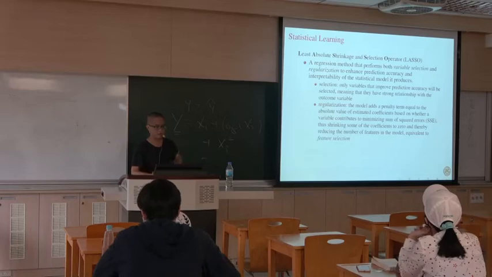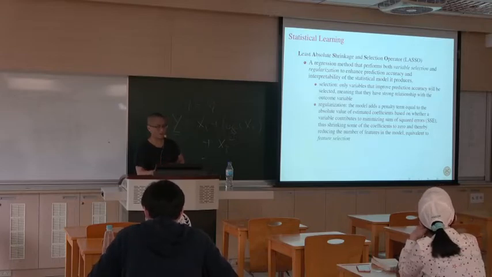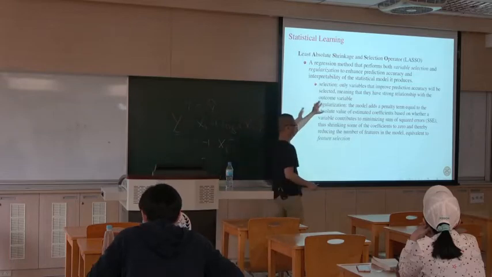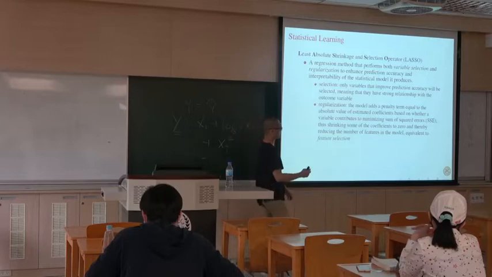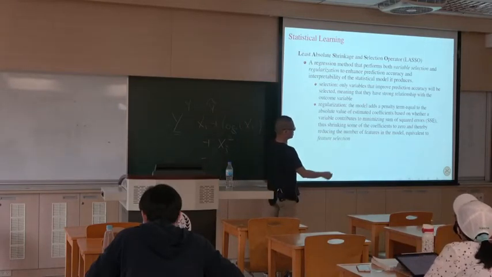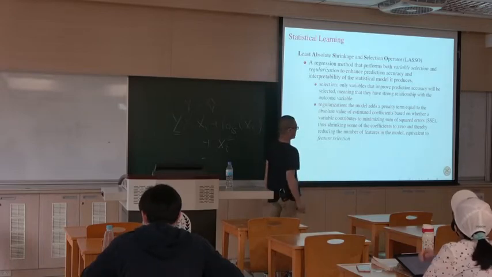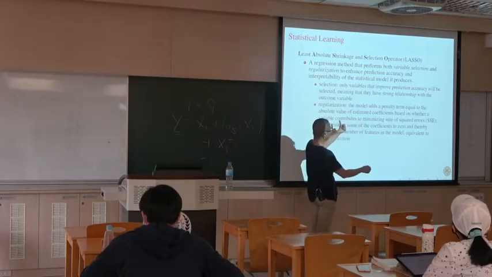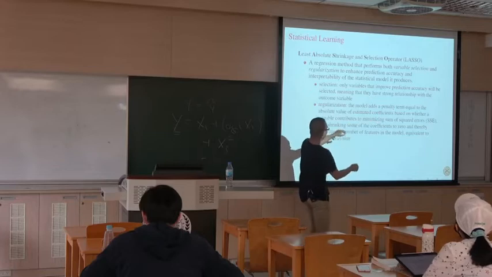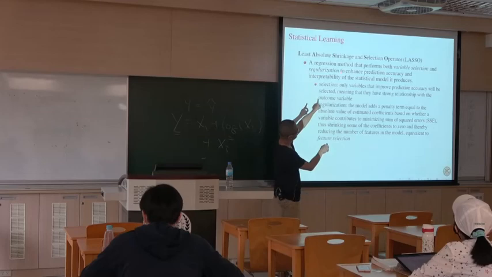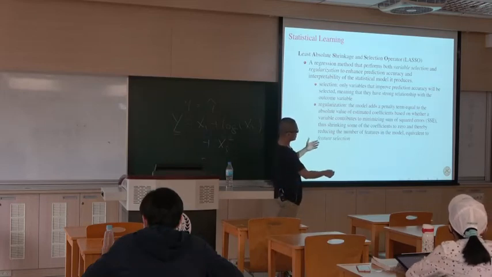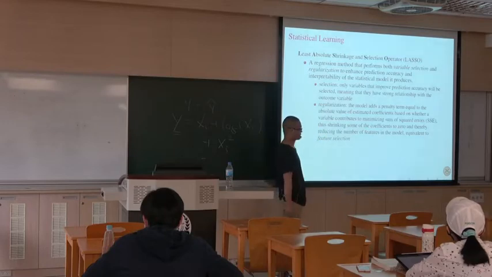So the first part is selection. Only variables that improve prediction accuracy will be selected, meaning that they have a strong relationship with the outcome variable of our interest. The second part is called regularization. Even though it may be rather abstract to understand at the moment, you should find out why later. Because this is achieved by adding a penalty term that equals, for the LASSO model, the absolute value of the estimated coefficient of the variable. Whether that variable contributes information that minimizes the sum of squared error, that improves prediction accuracy by reducing the sum of squared error. Otherwise, the estimated coefficient should be shrunk to 0 because they will be kicked out from this process.